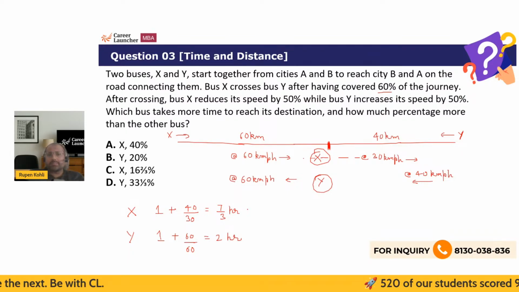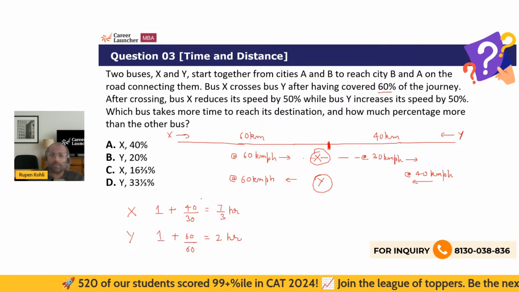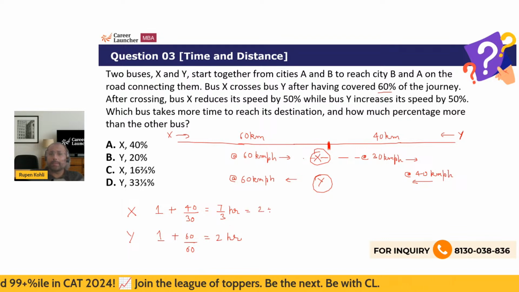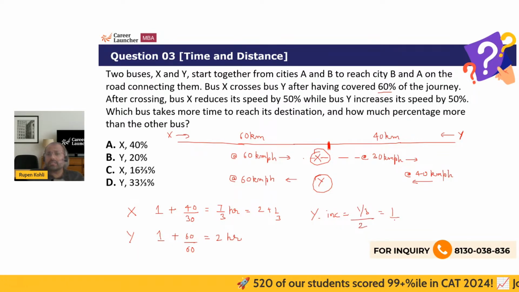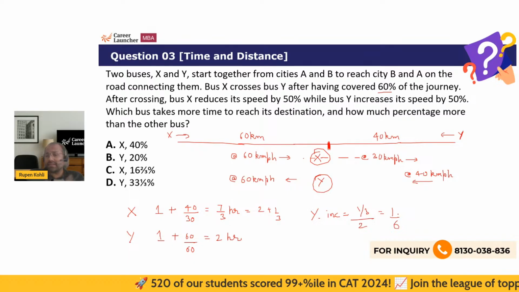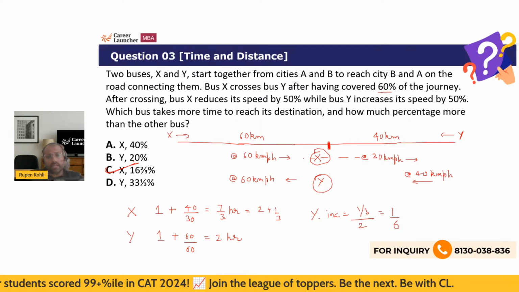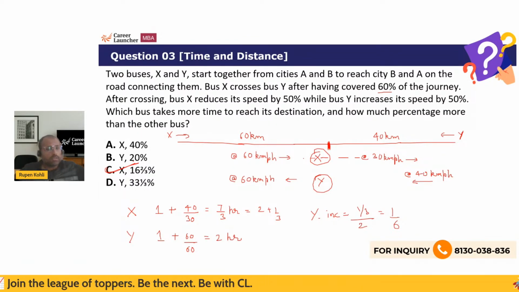So therefore, what is the percentage? How much percentage more time is taken by bus X, right? Bus X has taken more time. How much percentage more? So 7 by 3 is 2 plus 1 by 3. So the percentage increase in time is 1 by 3 hour more with respect to this 2 hours. So therefore this is 1/6 in fraction form, or 16.66%. So bus X takes more time. How much more time? 16.66 percent more time.